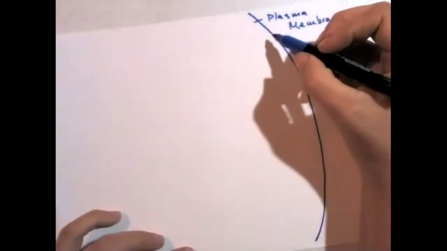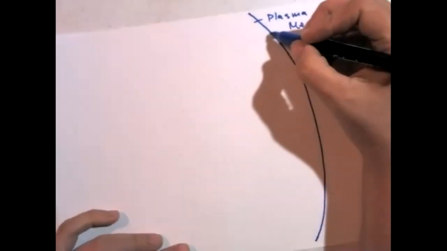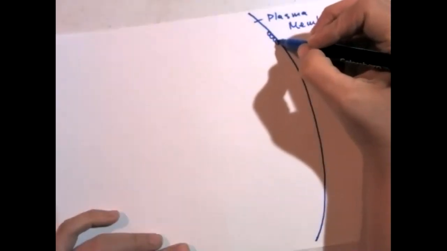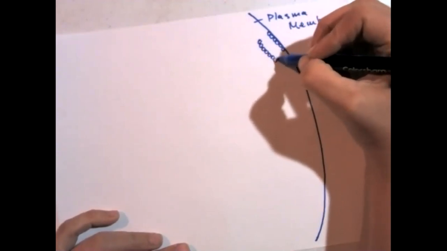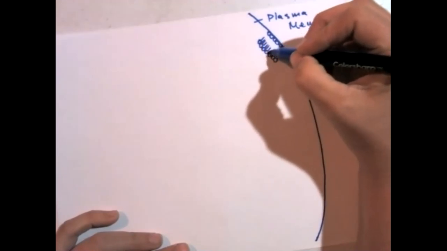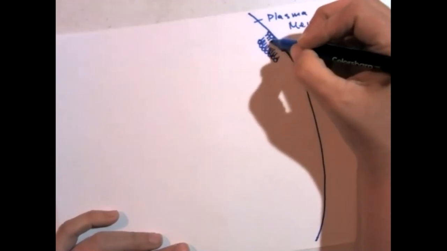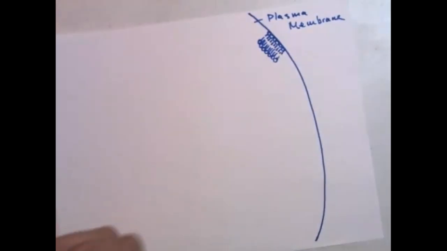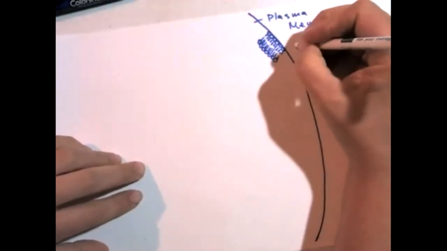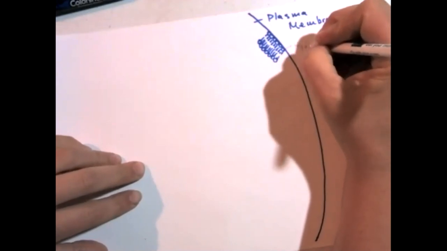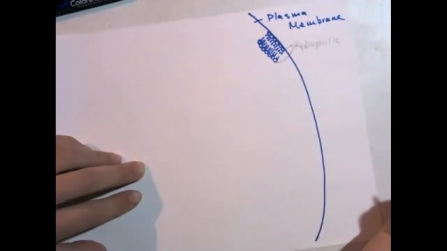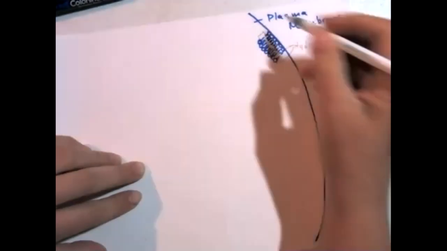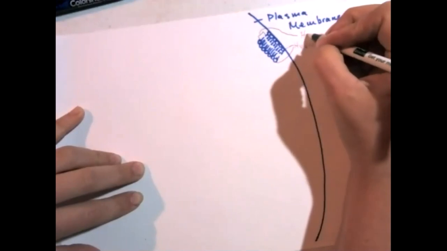Okay, remember that essentially this blue line is a phospholipid bilayer. Right, so here are some phosphate heads, 2 layers with lipid tails on the inside. Okay. So outside is hydrophilic. The inside is hydrophilic, and sandwiched in between is hydrophobic.